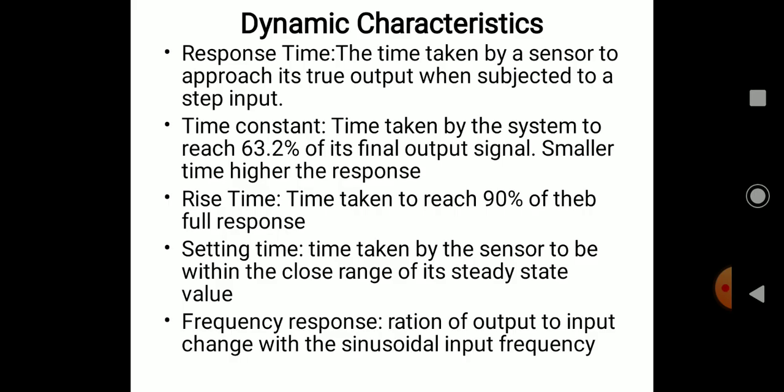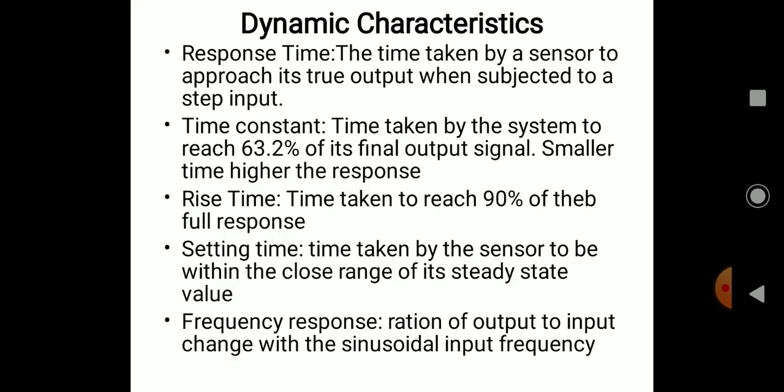Time constant. Time constant is the time taken by the system to reach 63.2% of its final output signal. For any input there will be a final output value, but the time taken to reach 63.2% of that output value is called the time constant. This time should be very, very small for a higher response instrument. If the response is higher, it will reach the 63.2% quickly.